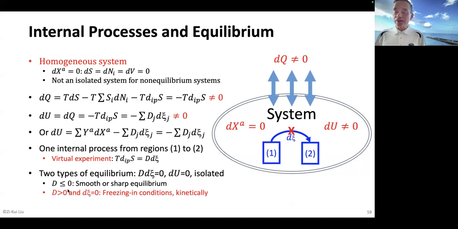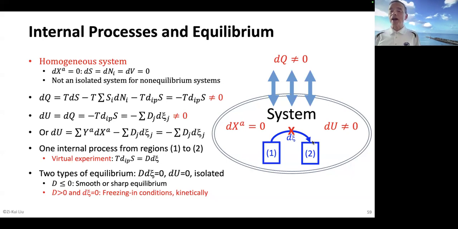However, there's another situation: this d psi equals 0, even though D is larger than 0, which means there's driving force for that internal process. However, this doesn't happen because d psi is zero. So this is called freezing condition. For example, as we showed here, you cut off the connection between these two. It blocks the connection because the barrier is too high. So basically, you increase the barrier if you cut it off.